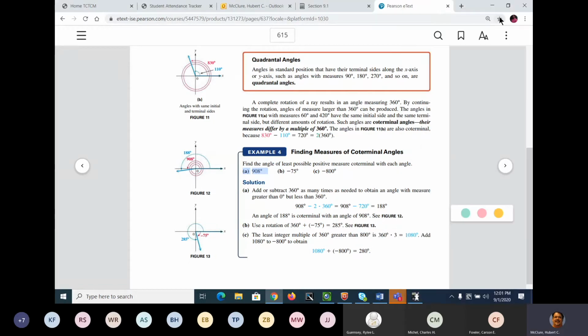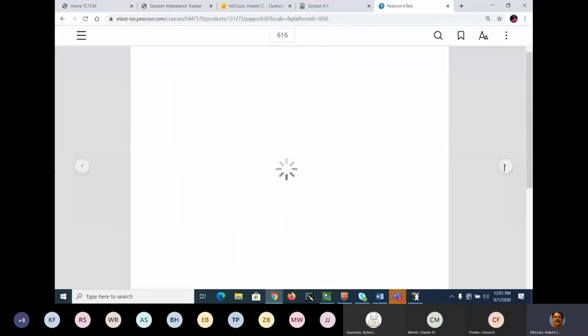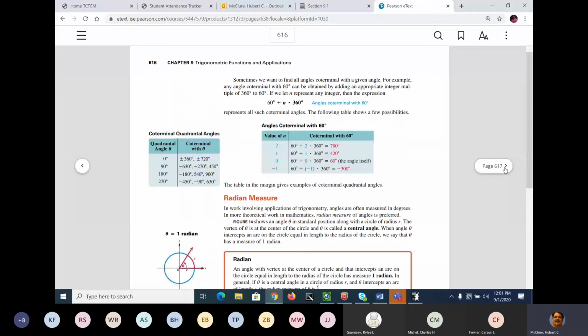Hopefully some of you are adjusting to trigonometry, because that's what this chapter is for.